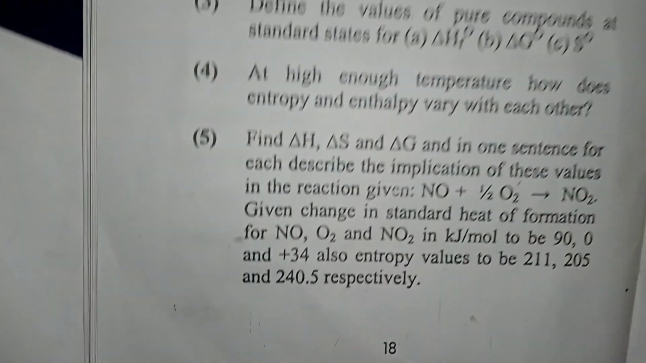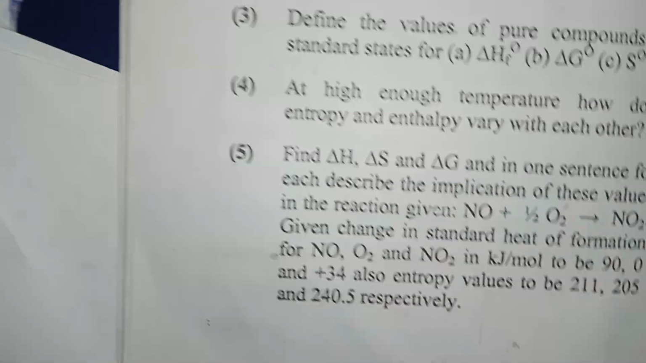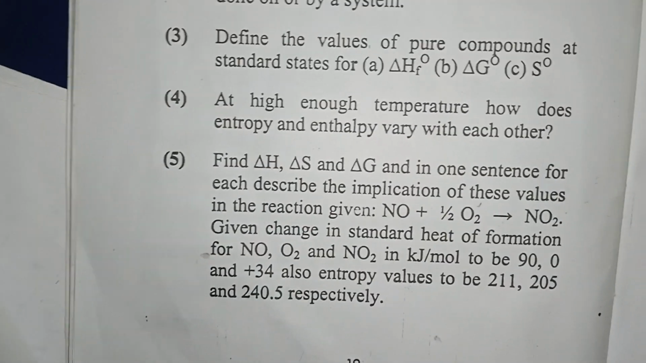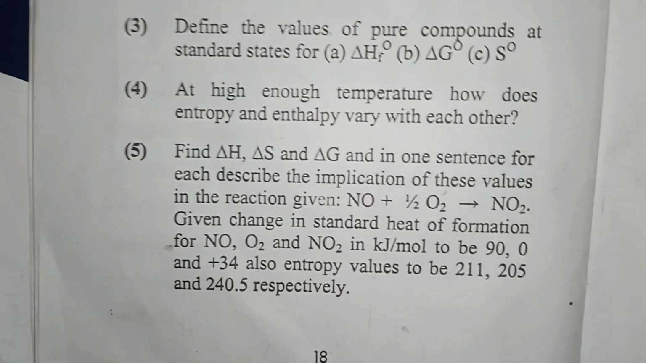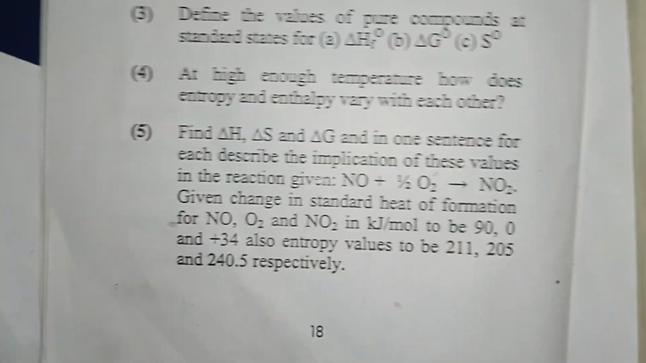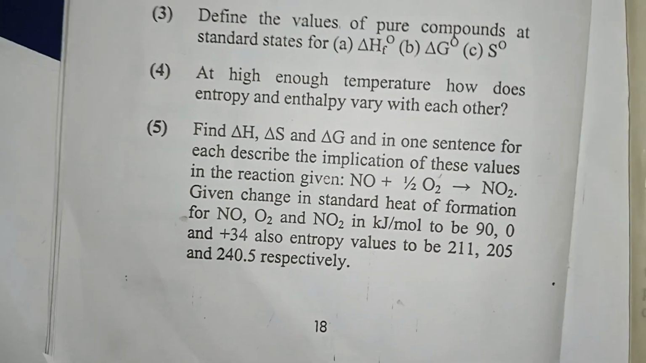All right, so moving to the 5th one. How you do this kind of video is you take your time and watch it. Moving to the 5th one, they said find delta H, delta S, find the enthalpy change, entropy change, and the change in Gibbs free energy, in one sentence for each. And in one sentence for each, describe the implication of these values.